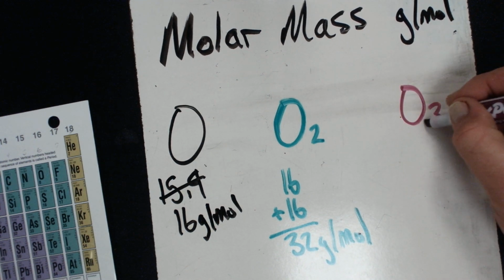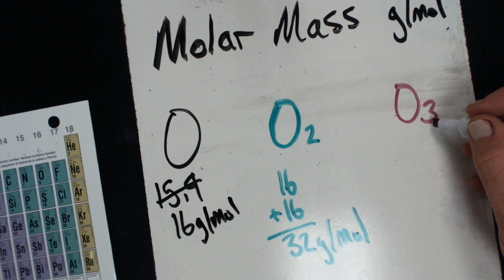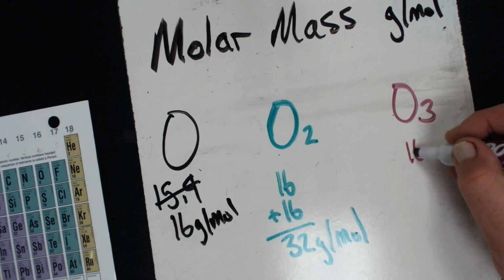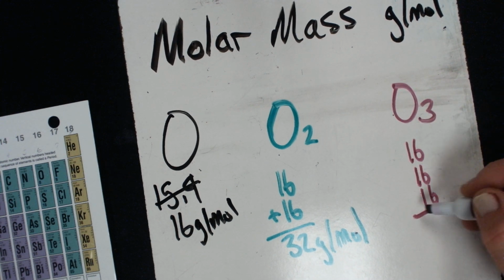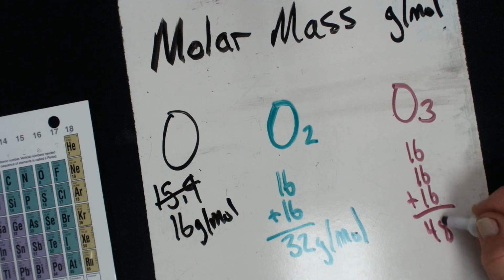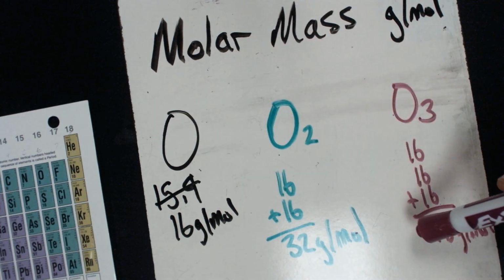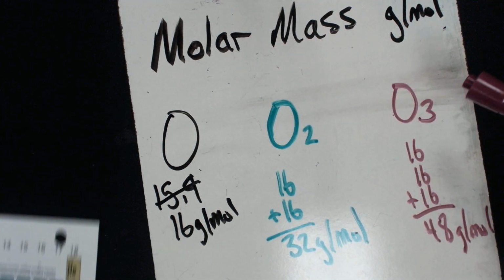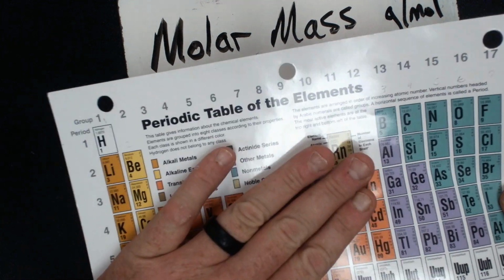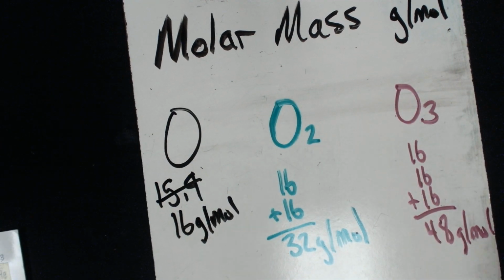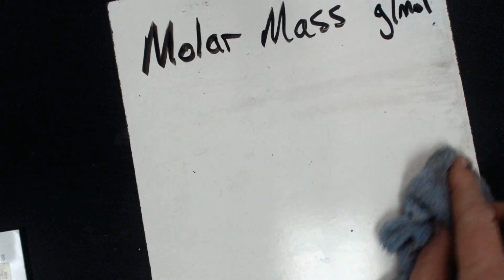Well, ozone up in the upper atmosphere has 3 oxygens in this molecule. So it would have a molar mass of 48 grams per mole. So the molar mass of different molecules is going to be different. And we get it by just adding the mass from the periodic table as many times as it says we should. So I'll do a couple more examples here.